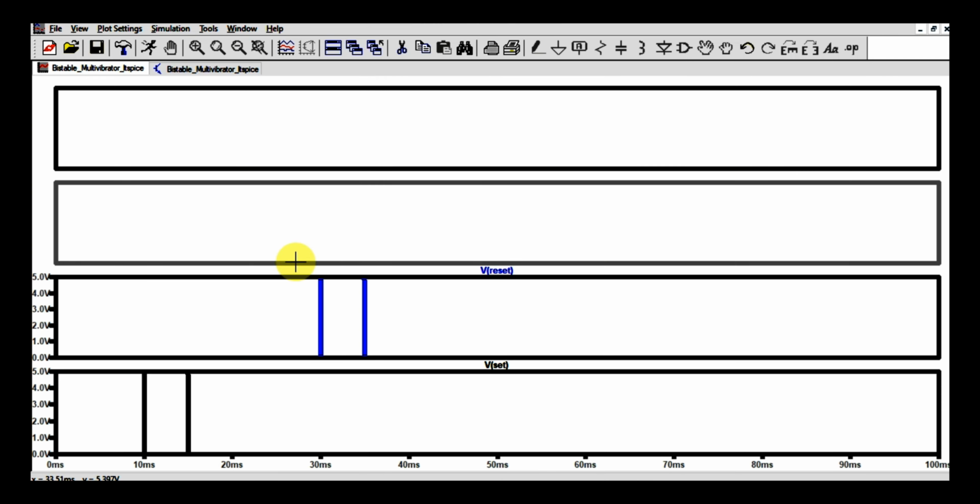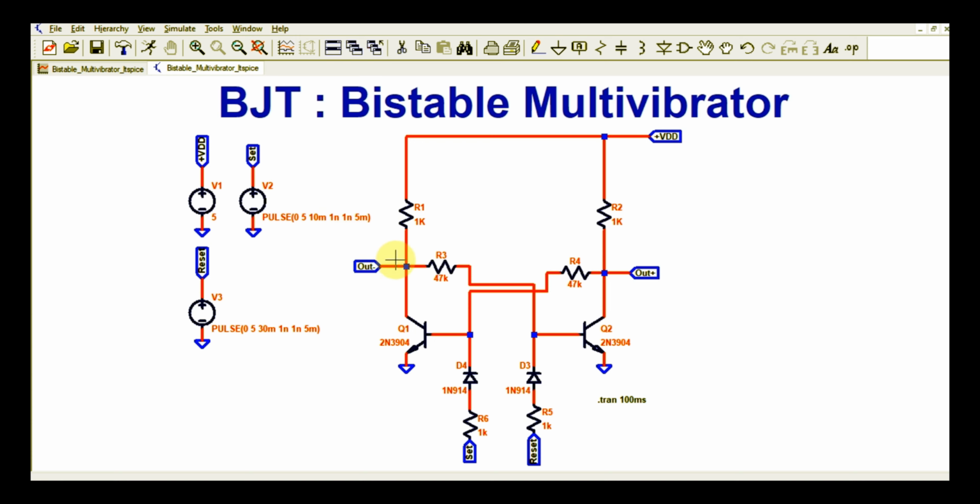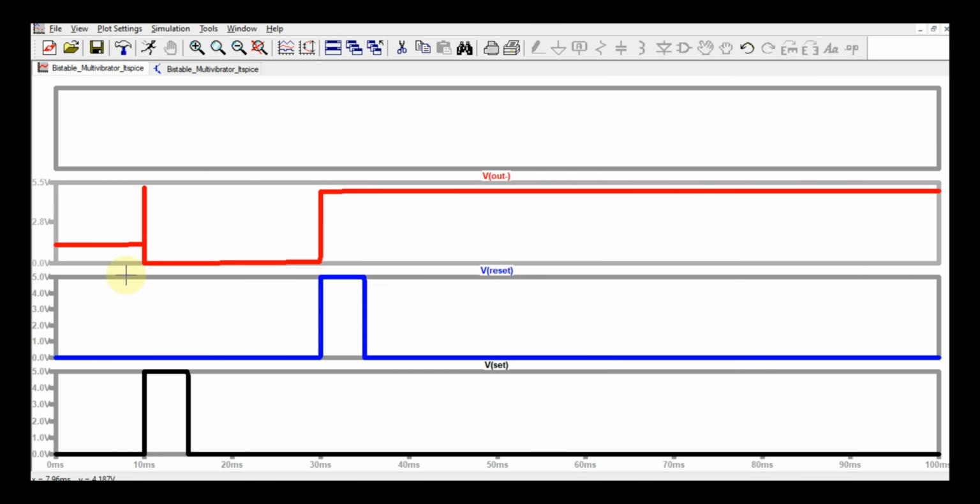Let me now show you the output for this bistable multivibrator, and I will first click at out minus. So this is the output. You can see this is your set pulse. When you apply your set pulse, your multivibrator V out goes to 0 and it holds one state, that is 0 volt or the low level state. And whenever you apply your second pulse, that is the V reset pulse, if you apply set it goes 0, and if you apply reset it goes up and it holds the state.